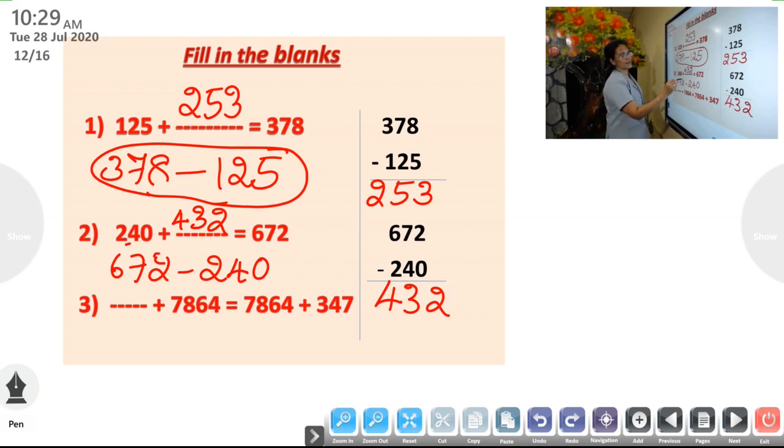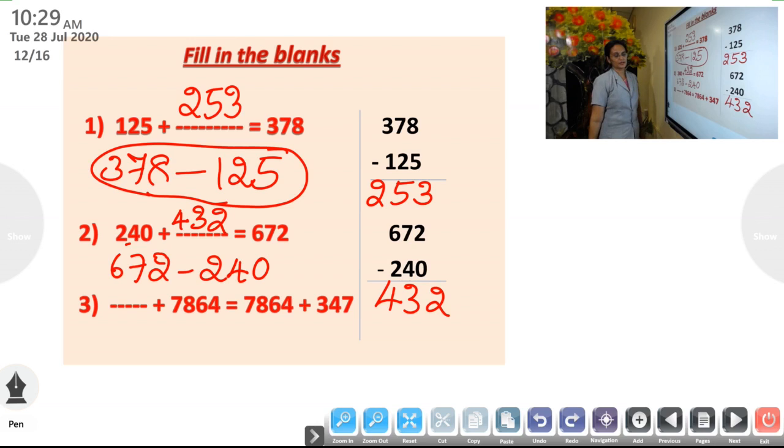So if a question like this is given in which one number is given and the sum is given, how can you find the other number? Sum minus the given number. Now next, last question in fill in the blanks.